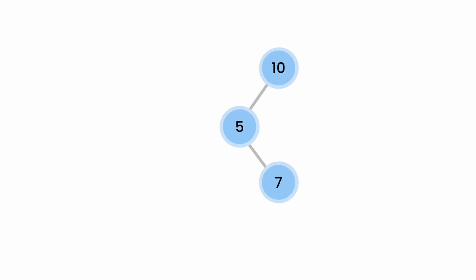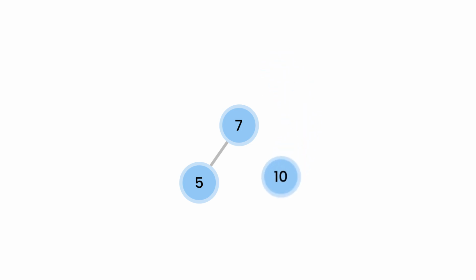First, we perform a left rotation on the 5. What should happen? The 5 should go down and the 7 should go up, right? It's like putting a weight on top of the 5. It gets heavy and moves down. At the same time, 7 goes up. Now we have a left heavy tree. How do we rebalance this? By using a right rotation. So we rotate the 10 to the right, and now our tree is balanced again.